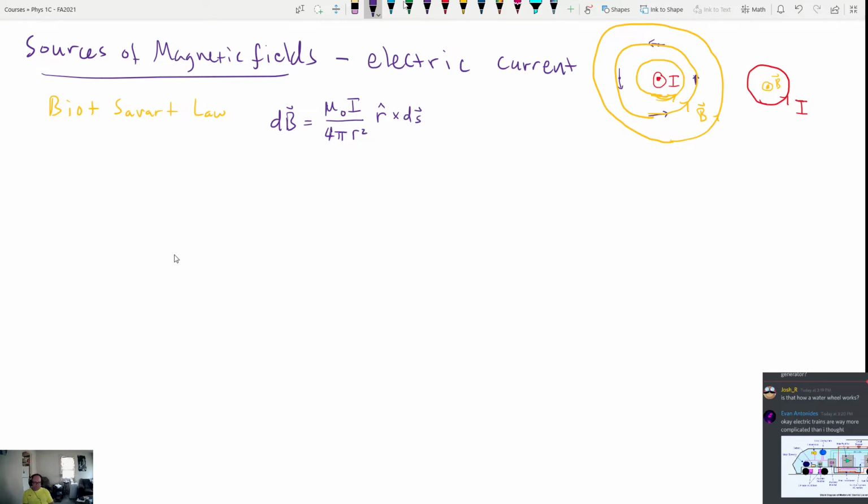Okay, I think that's it. I got these backwards. It's ds cross r hat. Here we go. That is what we call the Biot-Savart law. It looks pretty confusing if you look at it. So let's talk about what it actually means.